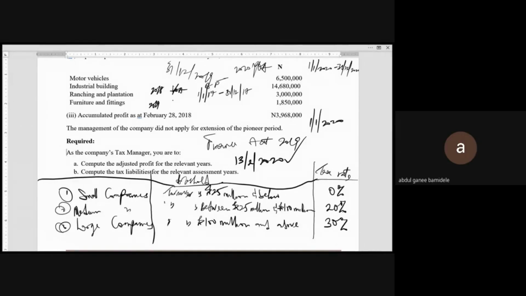The 2019 year of assessment will be 1st January 2018 to 31st December 2018. The 2020 year of assessment will be 1st January 2019 to 31st December 2019. So the question you ask yourself is, in which year of assessment does the Finance Act of 2019 become effective?